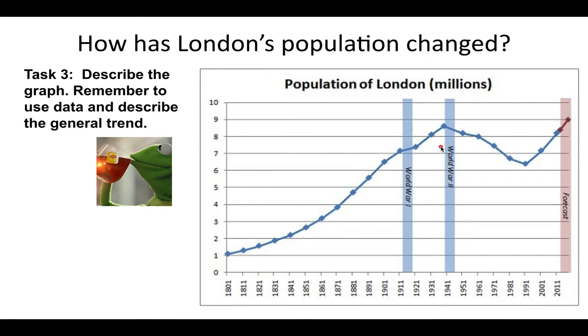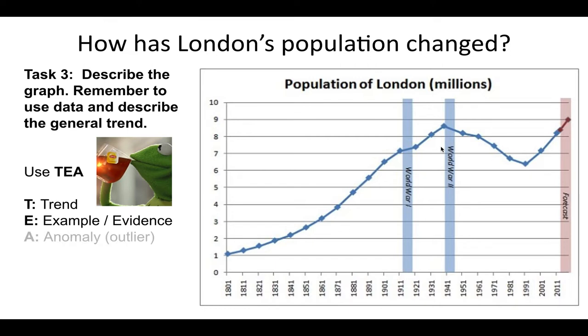When you're writing your answer, I want you to please use the mnemonic TEA. Let's have the TEA on this graph. T stands for trend, E stands for example or evidence. That means an actual number, please. And then A is for anomaly or outlier, something that doesn't fit the trend. We already mentioned what that is. Over here, big hint.